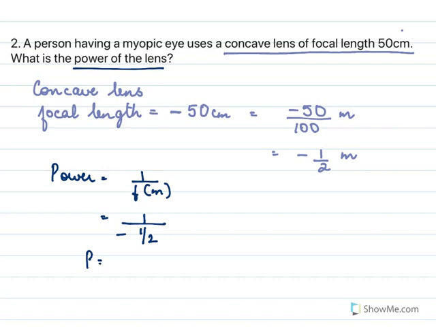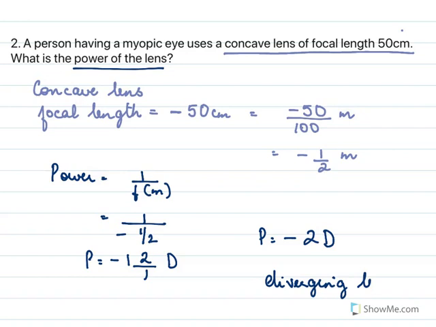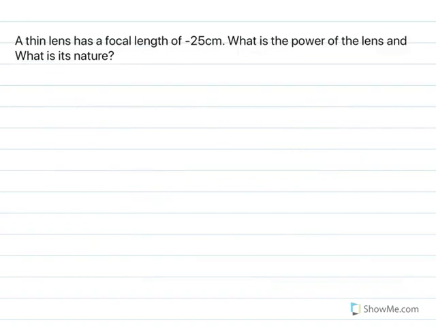So this power will be 2 by 1 diopter. So the power of the lens will be minus 2 diopter. Remember, this will be a diverging lens. Concave is diverging lens. A thin lens has focal length minus 25 centimeters. What is the power of the lens and its nature?